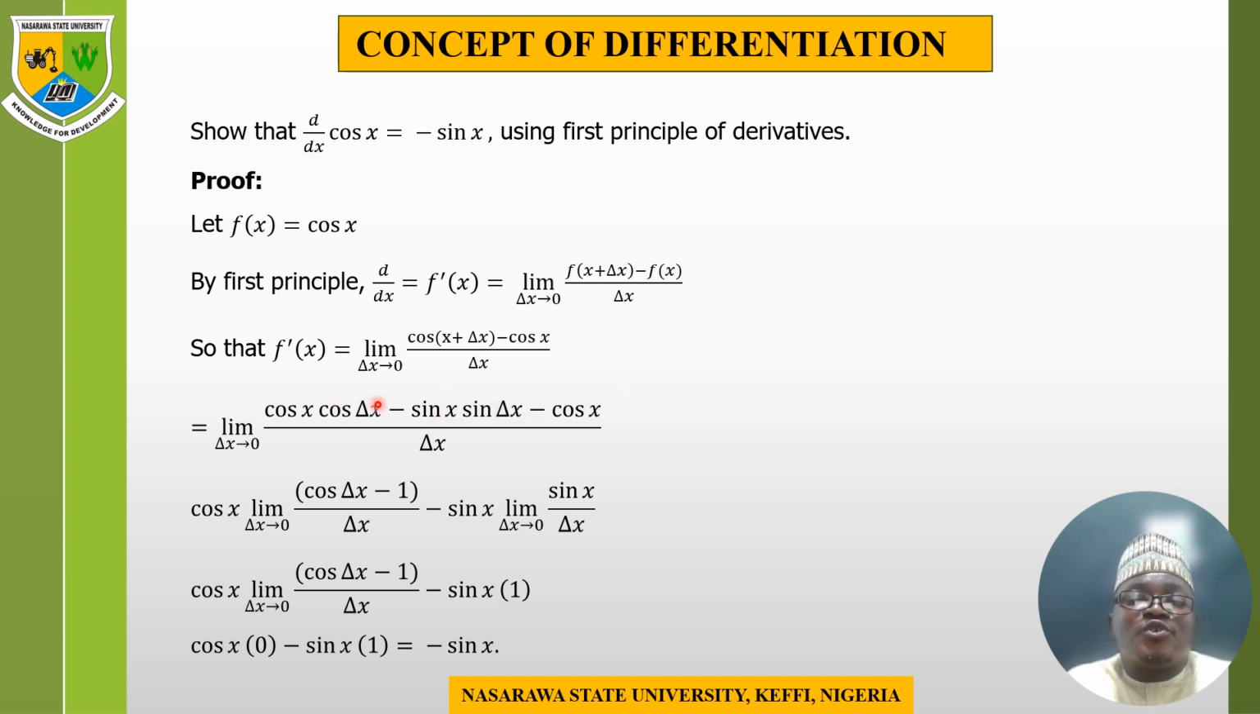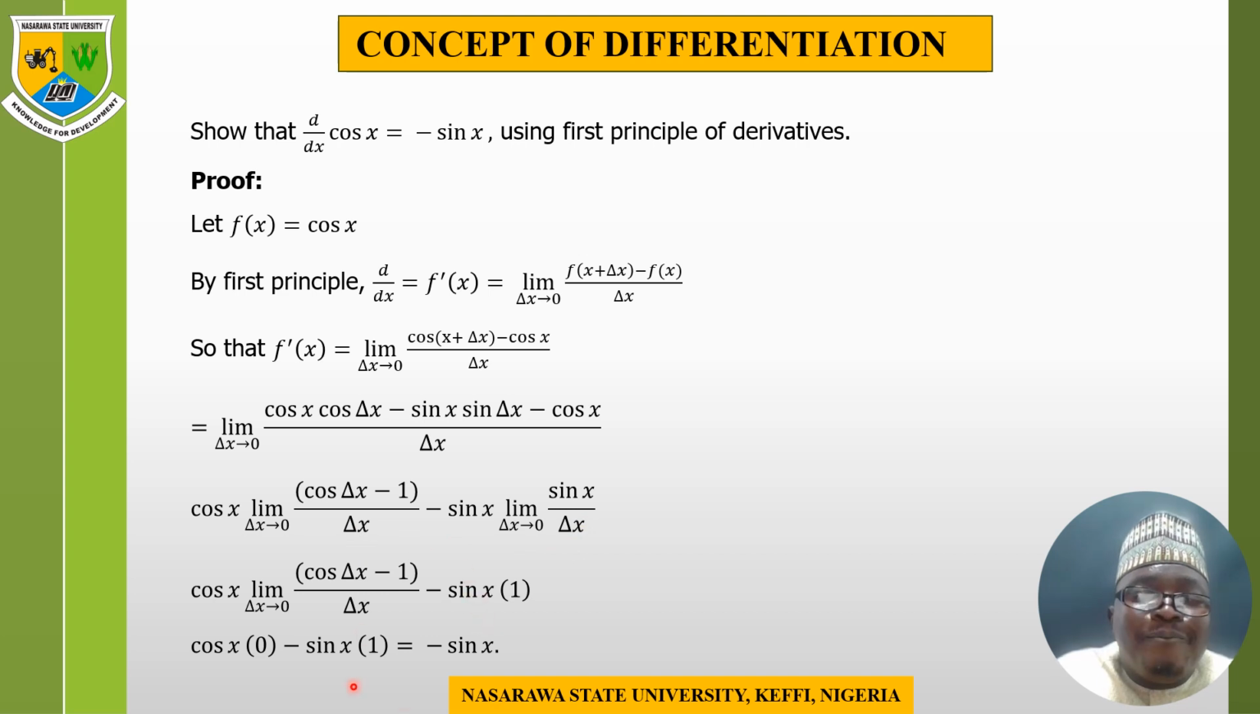Then we divide this one and this one by the increment of x. When we have cos x, cos the increment of x, and minus sin x, when we collect it, we discover cos x is common. We factor it out. Then you're going to have cos the increment of x remaining, and when you factor it out here, you are going to have 1 here. Then minus, because here is minus. Then we remove this sin x, and we are left with sin the increment of x divided by the increment of x.